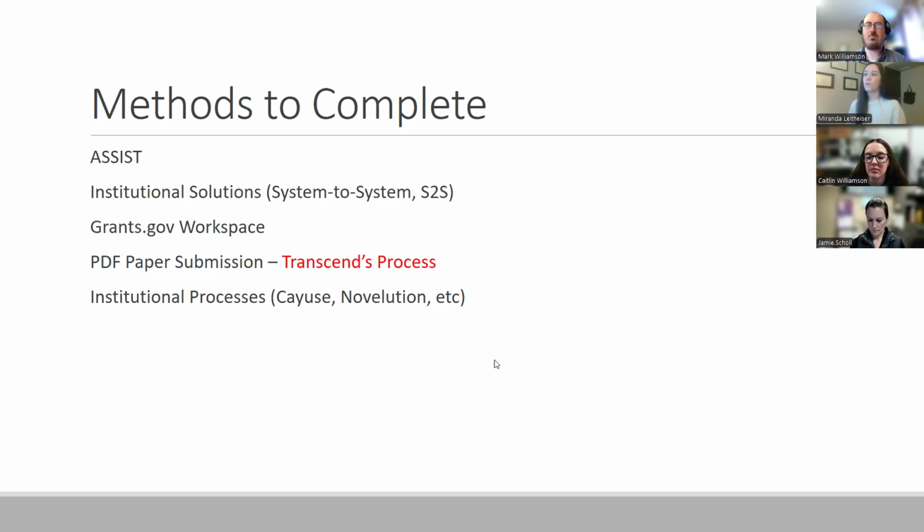You can also fill it out through PDF paper submissions, which is how TRANSCEND does this process. So going into this presentation, I'm really going to focus on the paper process. However, a lot of the information and the attachments are very similar. It's just whether you attach it to a PDF document or you directly upload it to a web-based application. You can also fill this paperwork out via an institutional solutions system, but I would always advise that you connect with your institutional grants office to identify what your institution's process is and what the correct process is for the grant mechanism you are applying for.